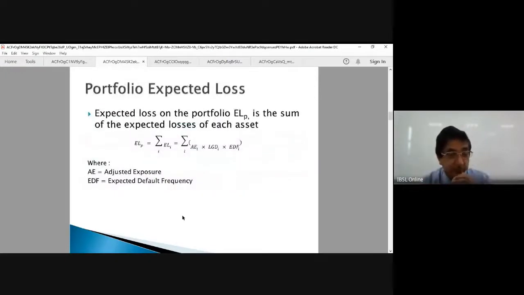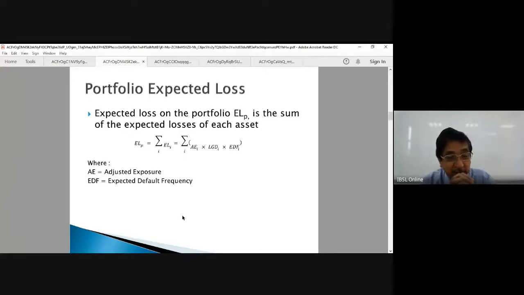Now, the calculation of portfolio expected loss is given in a notation where it says ELP is the expected loss of a portfolio, and it is given as a sigma over i of EL_i. That is, if you take any ith loan, that's a number. It can be 1, 2, 3, 4, 5, and so on. Then EL1 is the expected loss of loan number 1. EL2 is the expected loss of loan number 2. EL3 is the expected loss of loan number 3. Likewise, you can have all the expected losses of the portfolio.